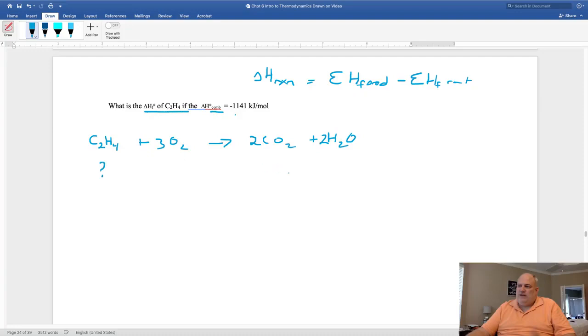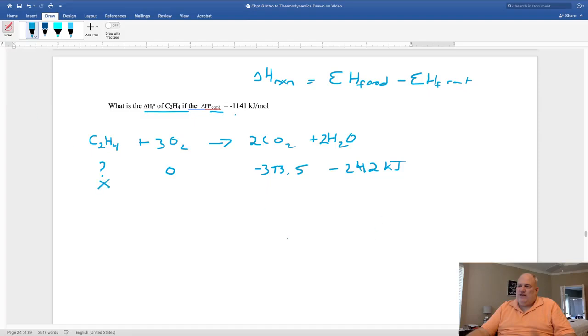Now, I just happened to have looked these up before, and I know that O2, its enthalpy of formation is going to be 0 because it's an element. For CO2, and we're just talking about one individual one, it is going to be minus 393.5. And for H2O, it's going to be minus 242 kilojoules. All of these are kilojoules per mole. We can think of this kind of like X, right?